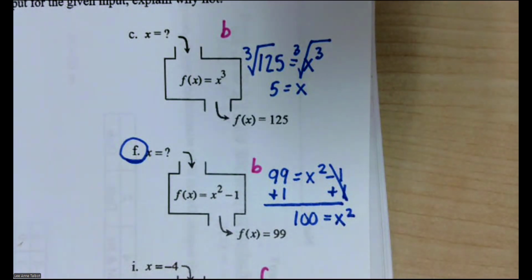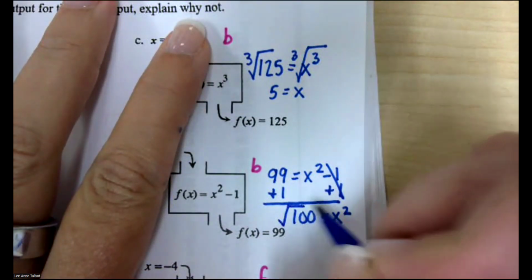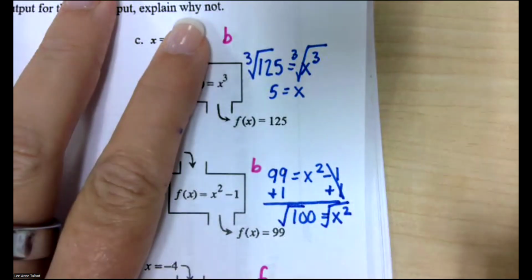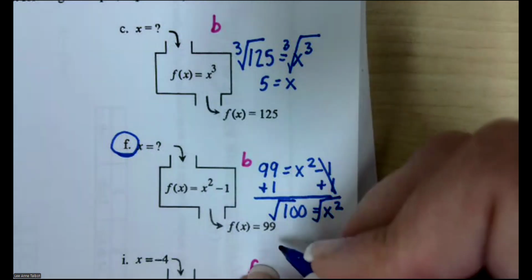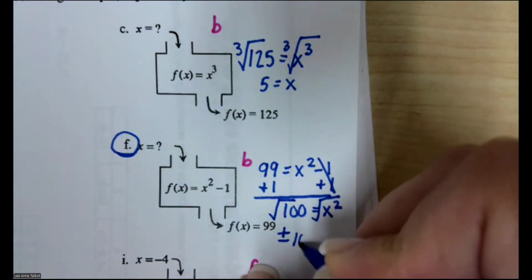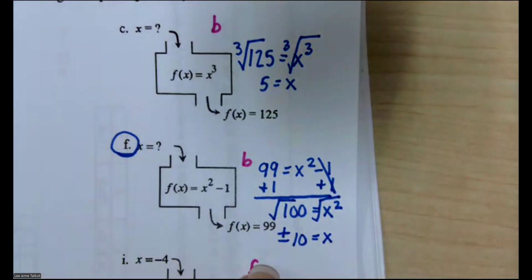Okay, what number times itself is 100? Yes. And what other number times itself is 100? -10. This is the spicy bit here. This actually has 2 correct answers. What we do is we square root both sides. And we put a plus or minus in front.